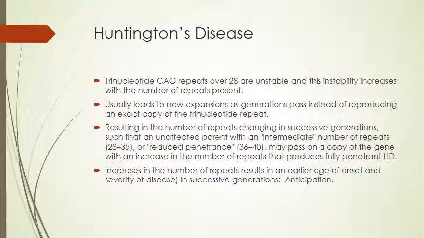with an intermediate number of repeats, 28 to 35, or reduced penetrance, 36 to 40, may pass on a copy of the gene with an increase in the number of repeats that produces fully penetrant Huntington's disease. Increases in the number of repeats and hence earlier age of onset and severity of the disease in successive generations is known as genetic anticipation.